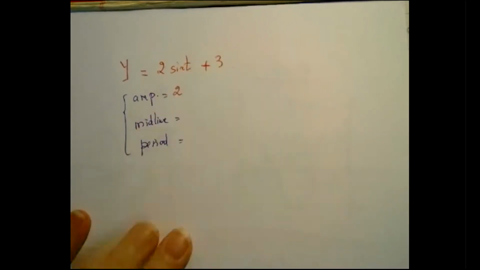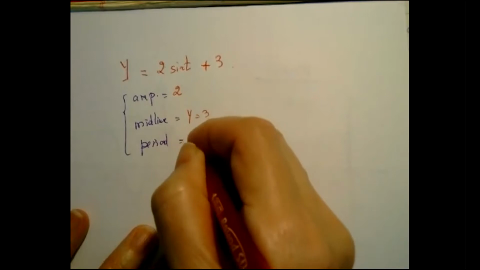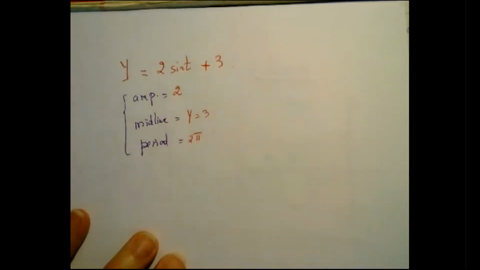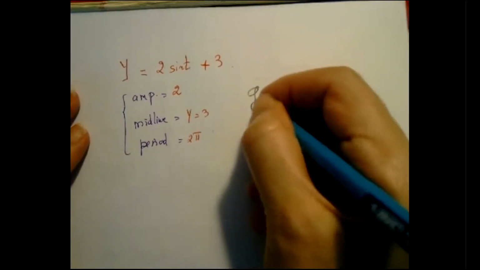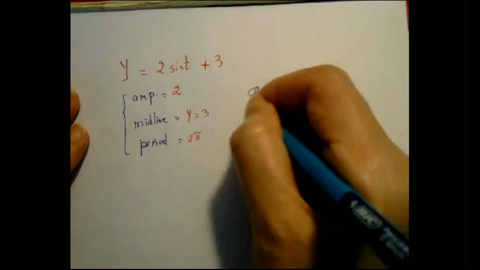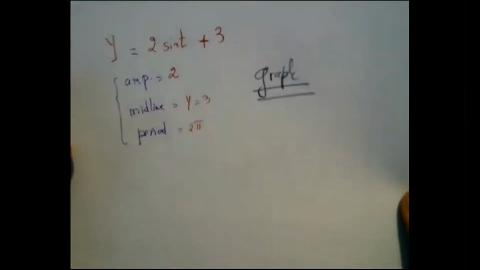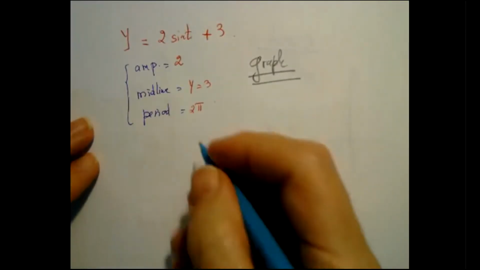So the amplitude is 2. The midline is y equals 3. The period is like the period of the sine. It's 2 pi. Nothing is really changing. So suppose I want to ask you to graph this function, because we should have an idea how to graph it.